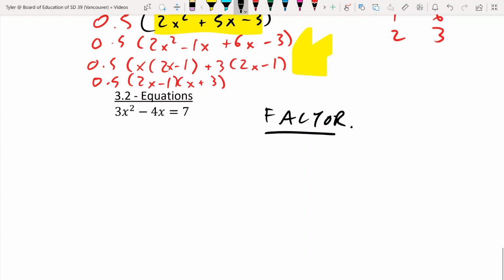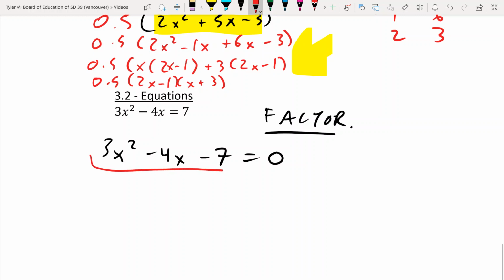Next video, I'm going to go over some more difficult questions about this. But basically, I look at this. I'm going to try and factor it the best I can. The easiest way to do this is to make a trinomial. So let's go 3x squared minus 4x minus 7 equals 0. I now have my trinomial, which I'm going to factor like I normally would.